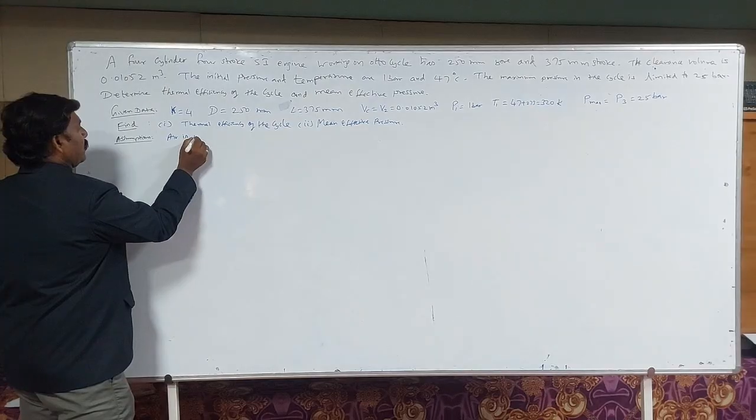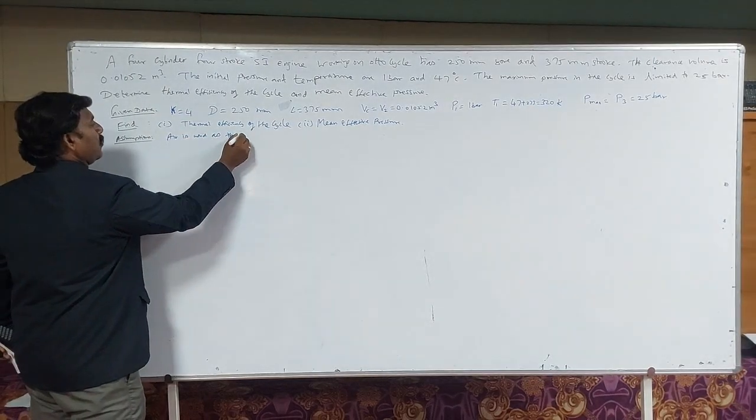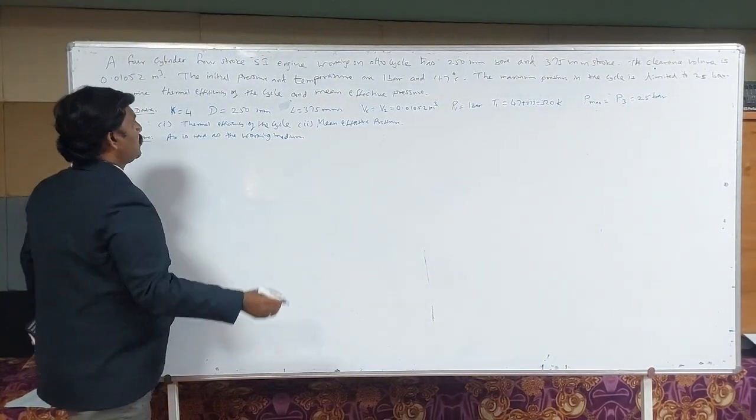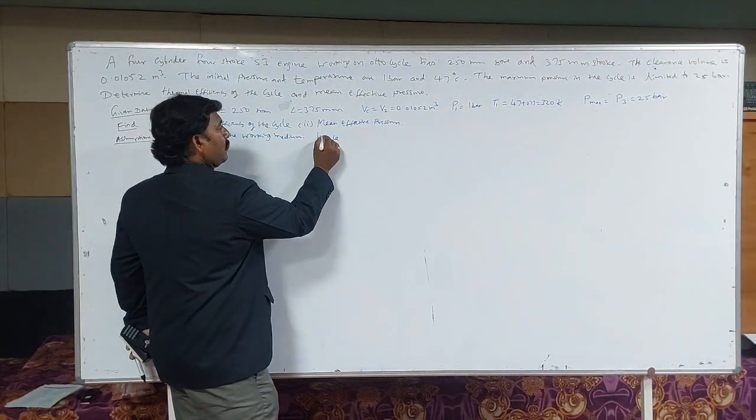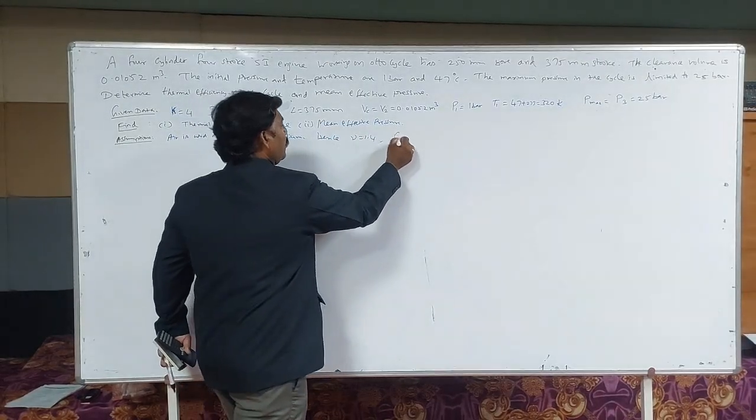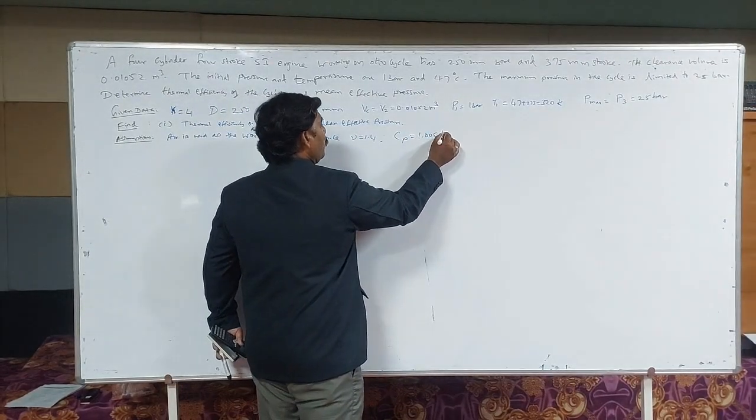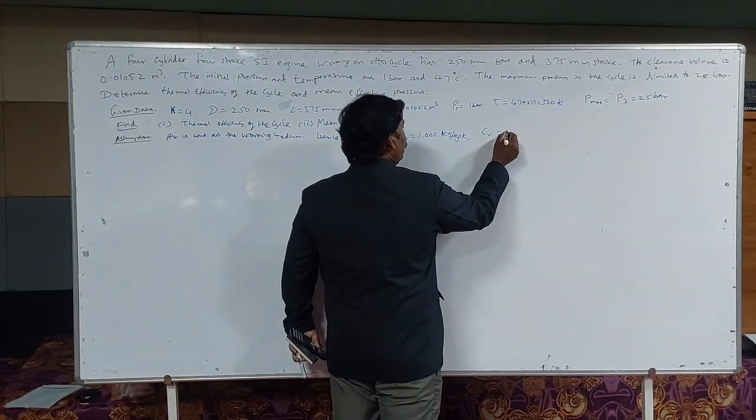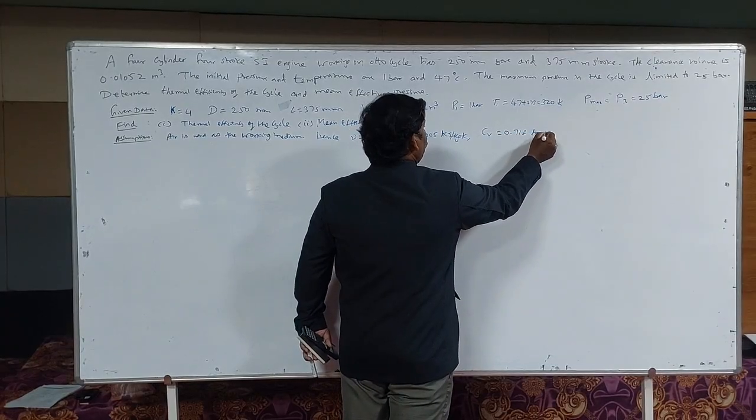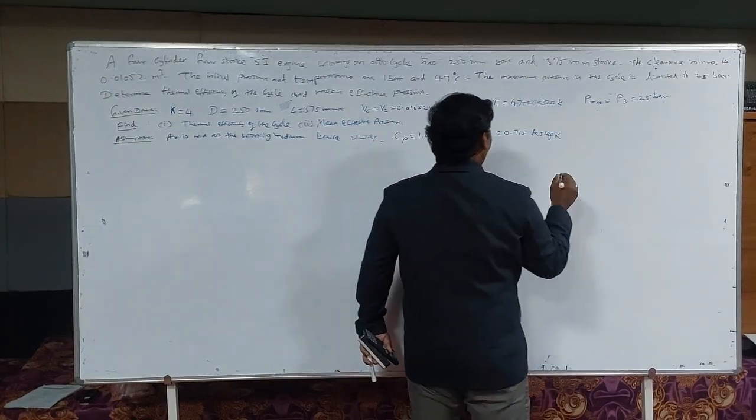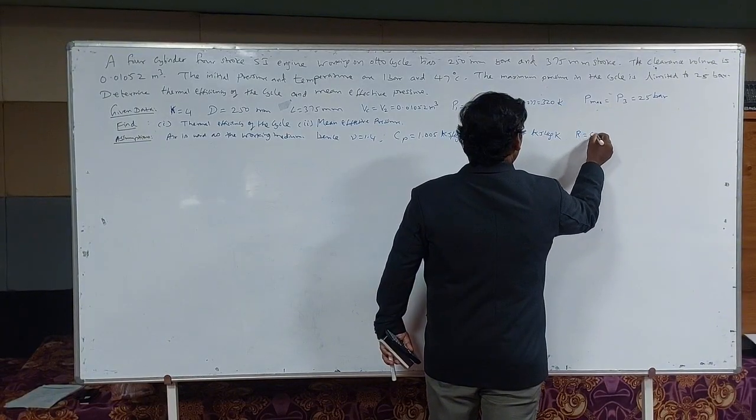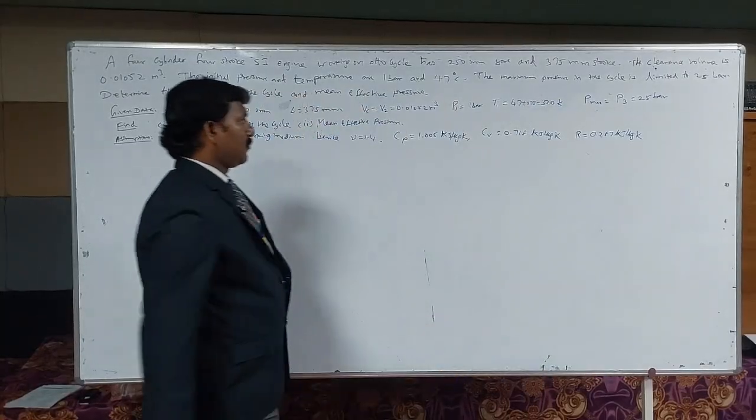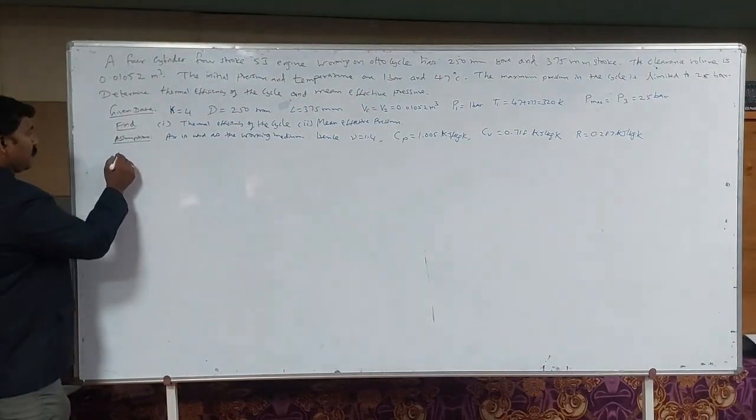Air is used as the working medium, hence gamma is equal to 1.4, Cp is equal to 1.005 kilojoule by kilogram Kelvin, and Cv is equal to 0.718 kilojoule by kilogram Kelvin, and R is equal to 0.287 kilojoule by kilogram Kelvin. Now we have to solve this problem. Solution.